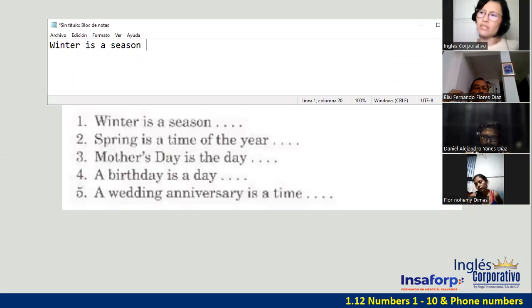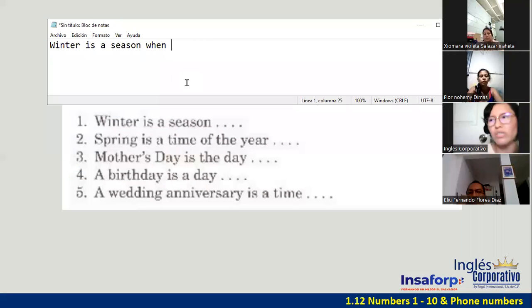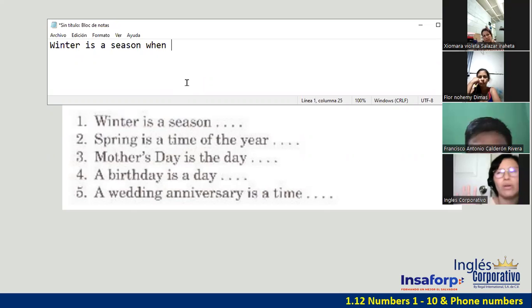Winter is a season. When is a change station? Station climate? Station environment? Winter is a season when we change season, right? When we change season, but that's already there as the default. What happens in winter? Winter is a season when, Xiomara?